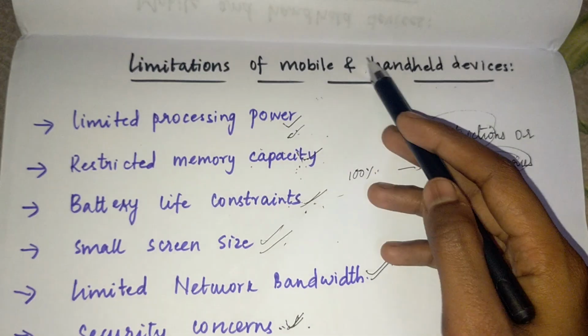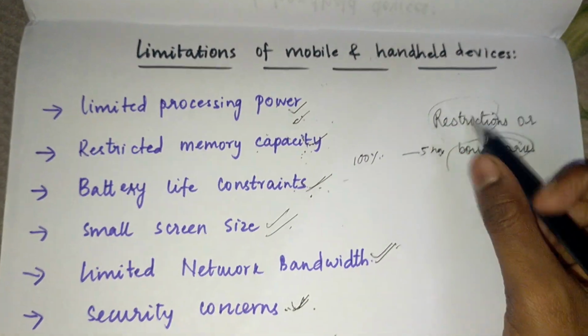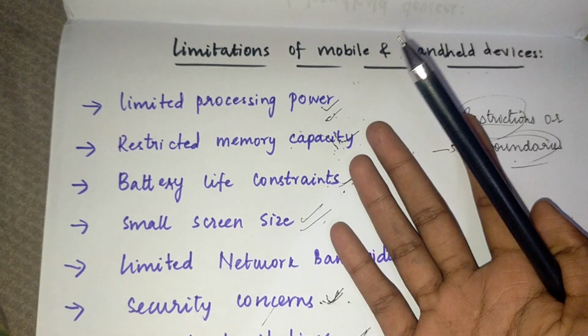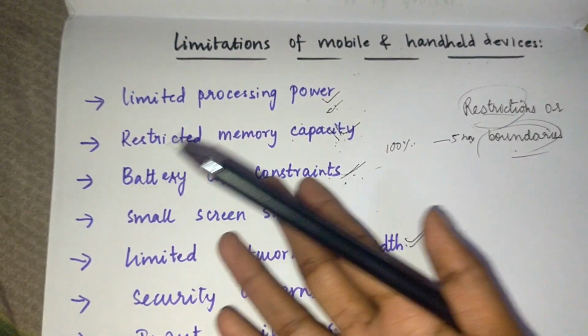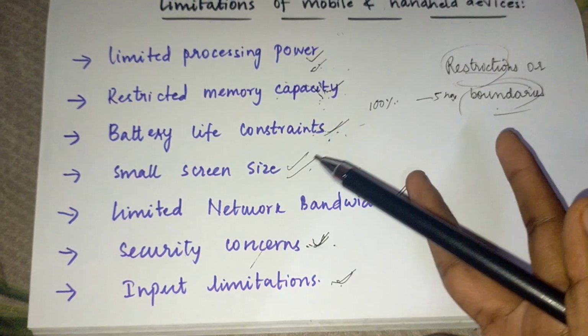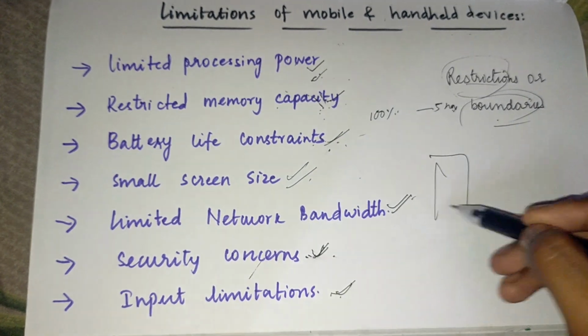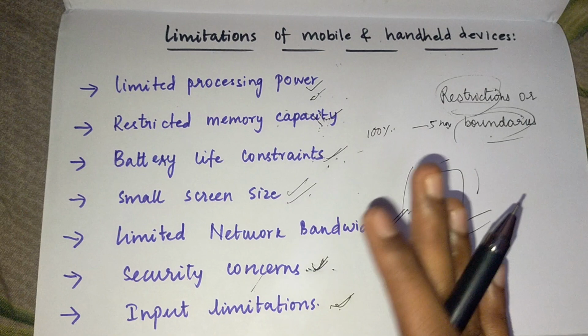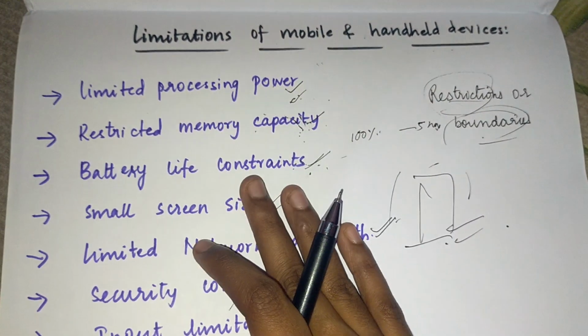So these are the limitations of mobile and handheld devices, the restrictions and boundaries we discussed: limited processing power, restricted memory capacity, battery life constraints, small screen size, limited network bandwidth. Basically, these are all the points that you can write about a phone. Okay, thank you so much.